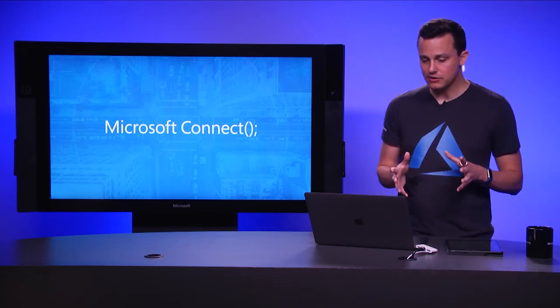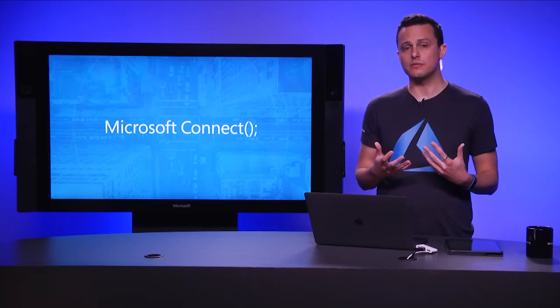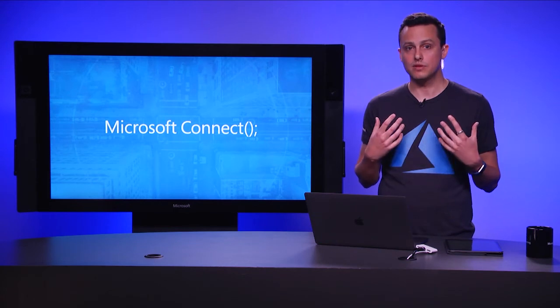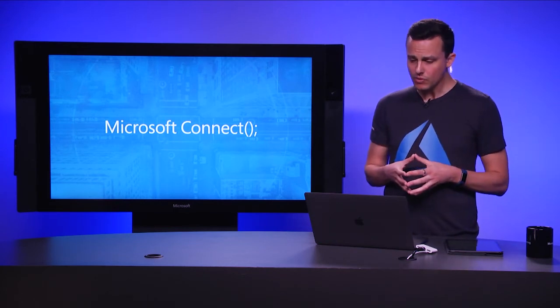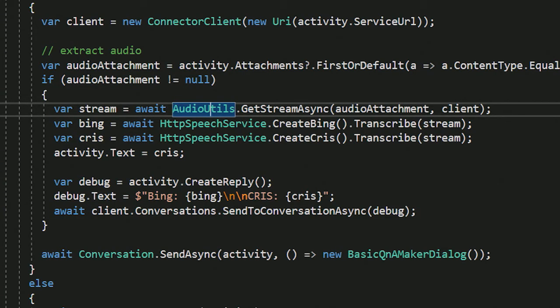So what I've done here is I'm taking an attachment that I've received from the bot chat. If it's an audio attachment, then I'm going to take that audio, send it to the Bing speech service, send it to the custom speech service, and then output that into a debug channel and then send it off to be answered by the Q&A Maker.